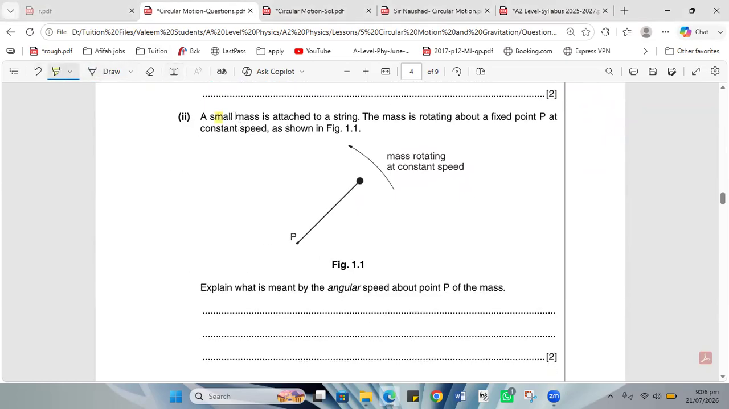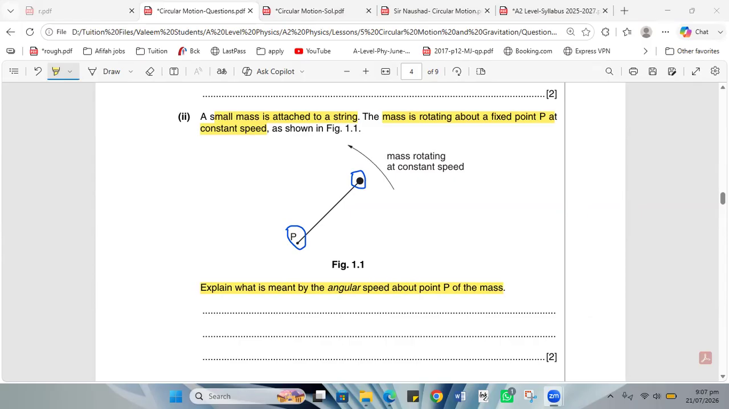A small mass is attached to a string. The mass is rotating about a fixed point P. Okay, this is the mass rotating about this point P at a constant speed. Explain what is meant by angular speed about point P of the mass. Okay, again, this is a definition question. You're supposed to define angular speed.